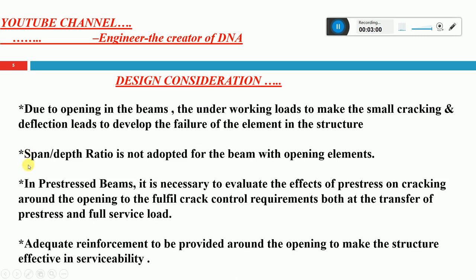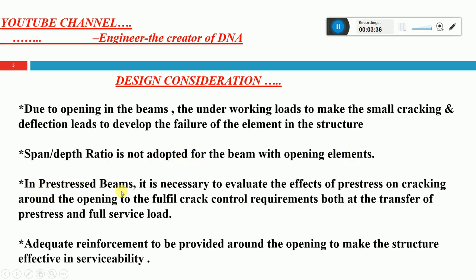The second point is that the span by depth ratio is not adapted for beams with opening elements. We normally check the span by depth ratio as per the IS code, but for a beam with an opening we should not check over that. It will not pass, because if you add an opening in the beam, it will reduce the moment of inertia, that is, reduce the cross-section area. So the span by depth ratio is not adapted for beams with openings.